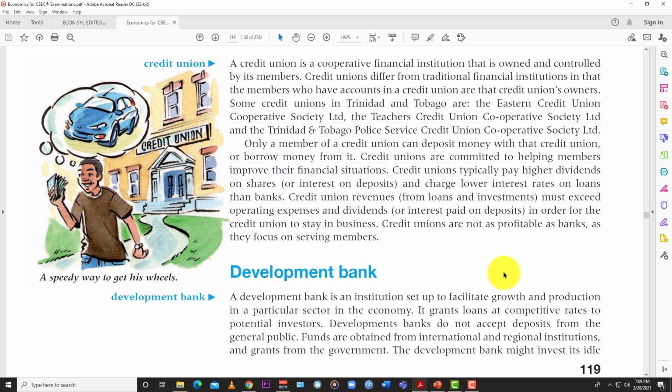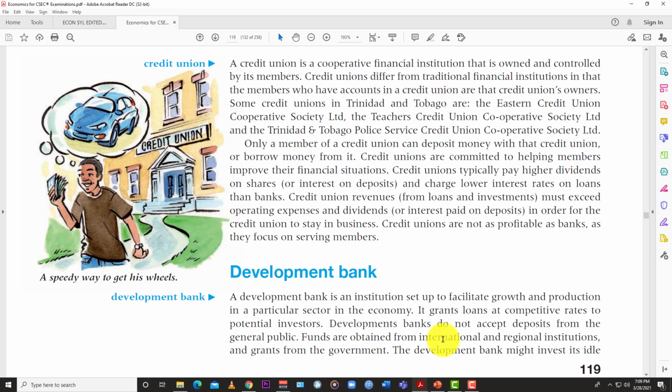So persons in that sector can go and get loans and grants and assistance from that development bank, because as they say, they're there to develop a particular sector. It could be the small business sector, and so you have a bank dedicated to that. Or the major development bank has facilities within it to aid certain ventures within the economy. Development banks do not accept deposits from the general public.